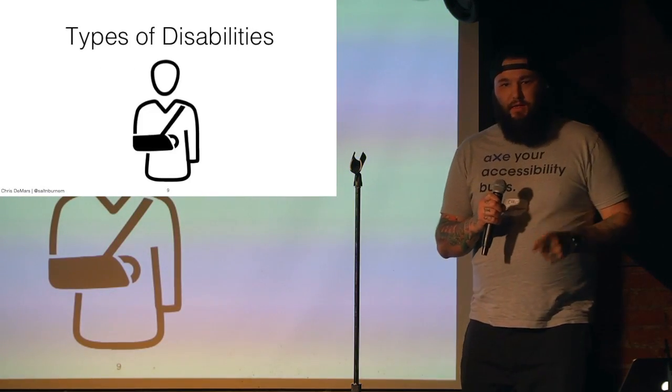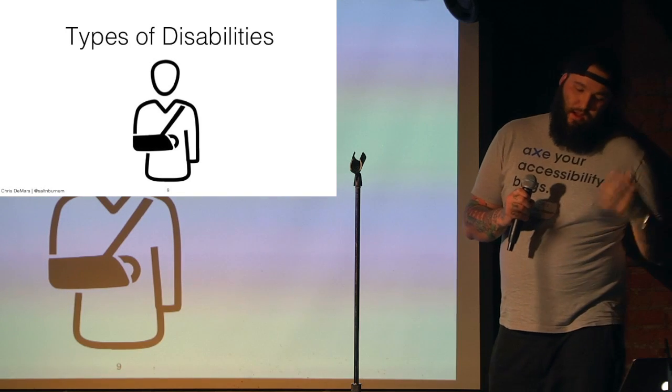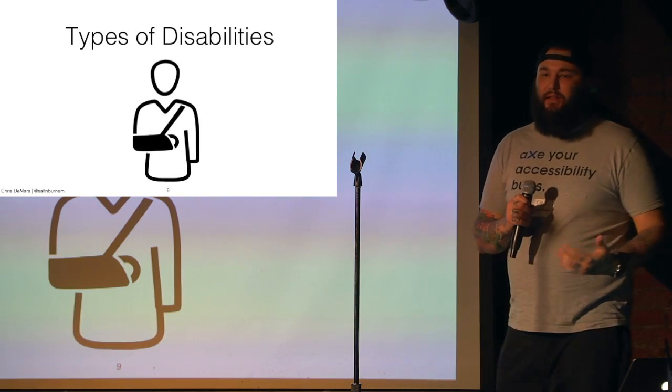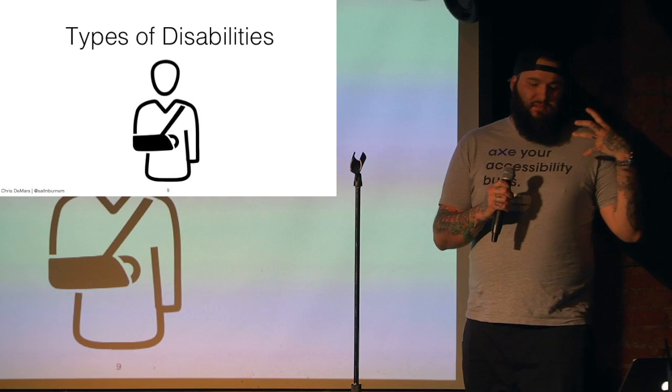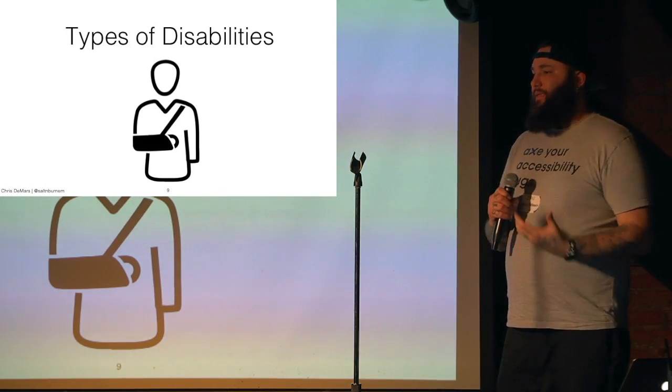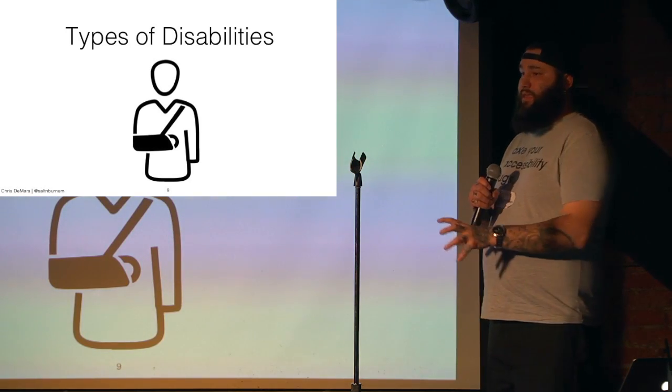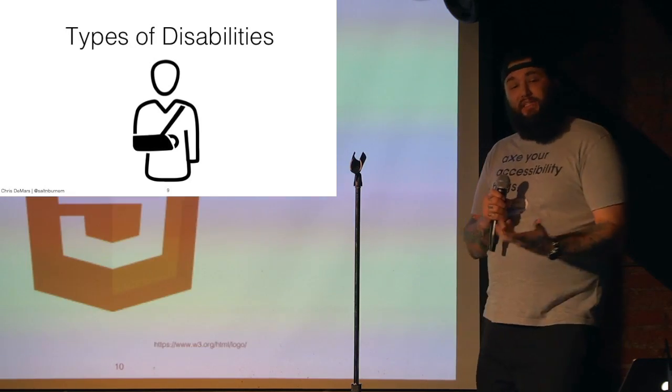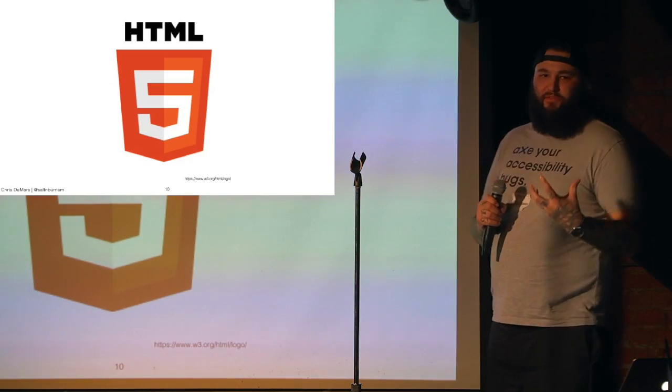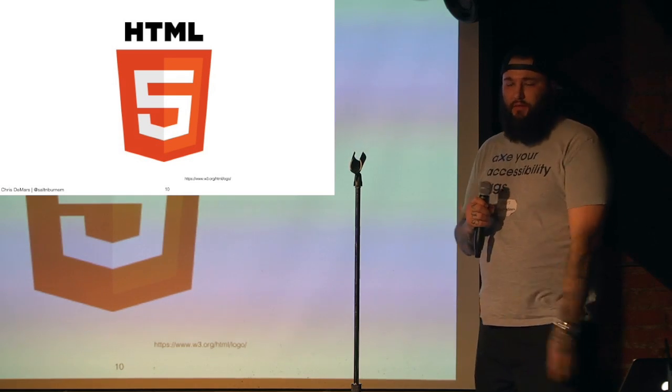And this is temporary. You might be thinking, what are you talking about? Broken arm, broken hand. You might not think that a single parent with a newborn child has a temporary disability. It's funny, but it's not, right? It might be difficult to use a mouse if you have to hold a child in your arm.